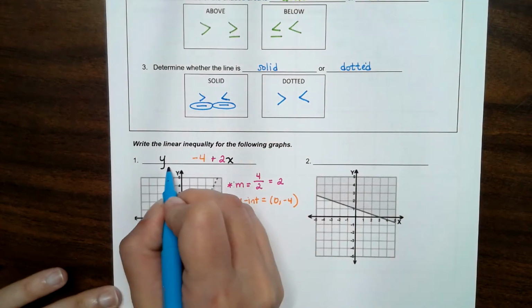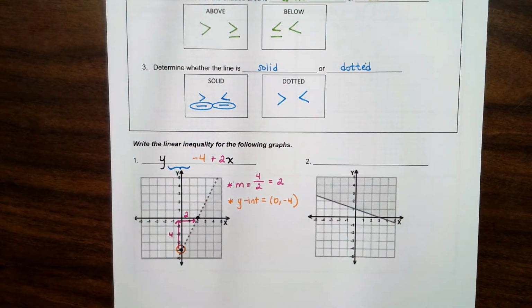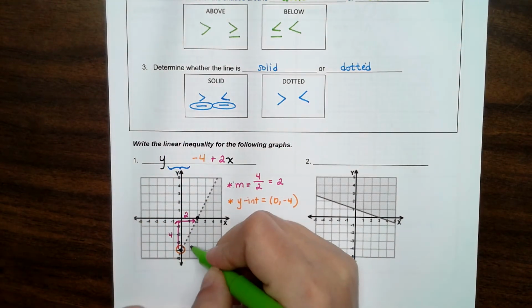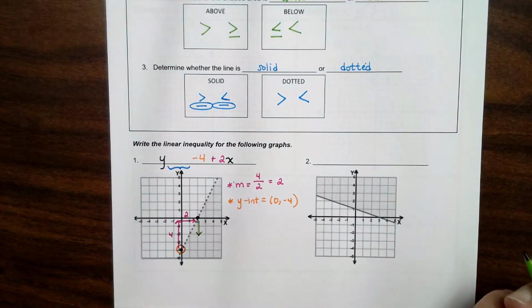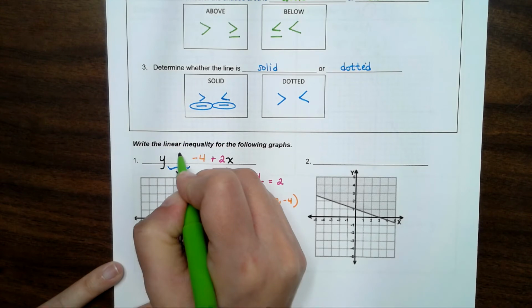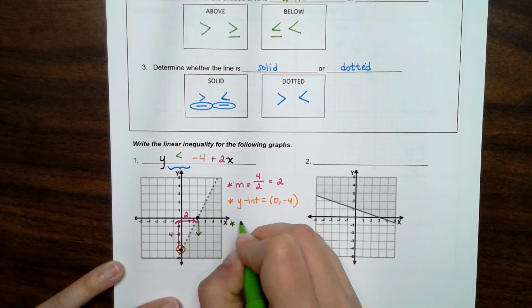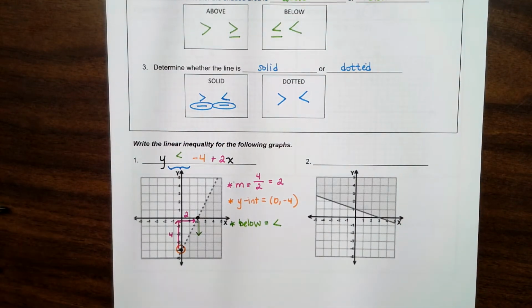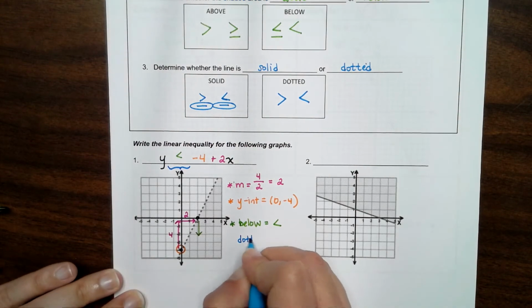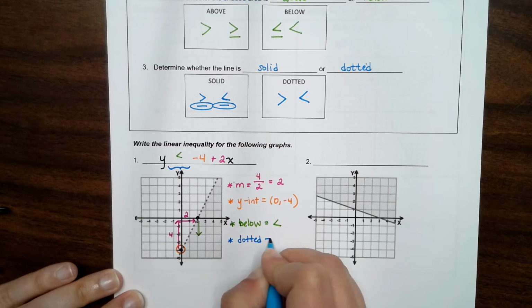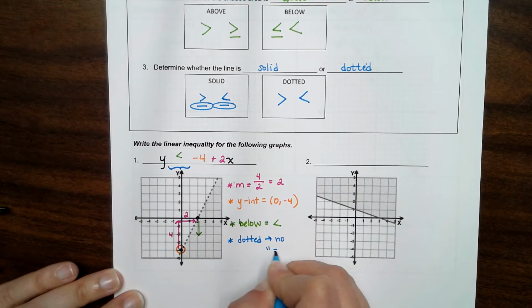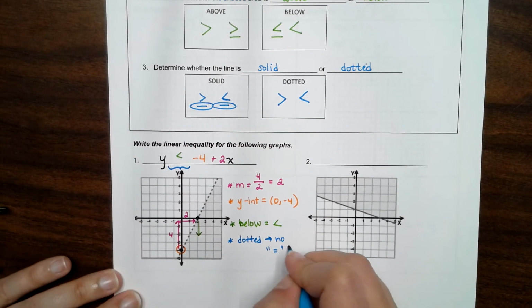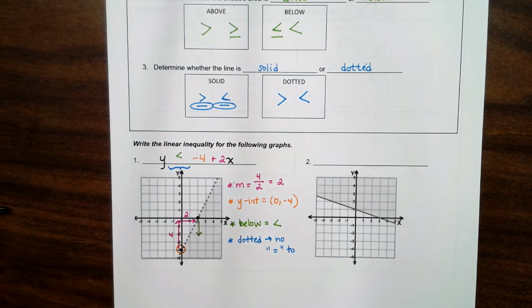But you're going to notice that I left a space here for my symbol, which I'm going to think about now. The shaded area of this graph is below the line. So since the shaded region is below the line, I'm going to use a less than. Next, I'm going to decide if I need an equal to or not. Since this is a dotted line, there's no equal to. So I would just use a less than for my symbol, and that would be my answer. Let's try one more example.